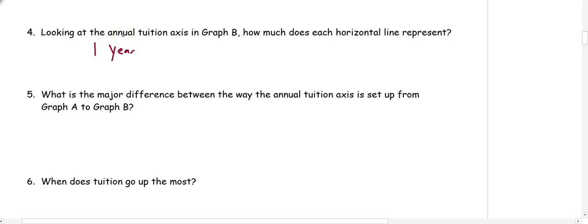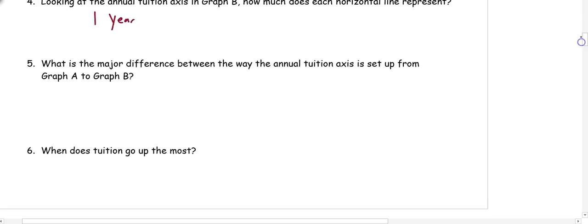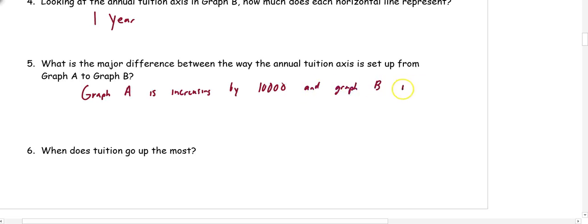What is the major difference between the way the annual tuition axis is set up from graph A to graph B? If we look at the annual tuition in graph A, notice that it's going up by 10,000s, while in graph B it's only going up by 1,000. So we could say that graph A is increasing by 10,000s, and graph B is increasing by thousands.